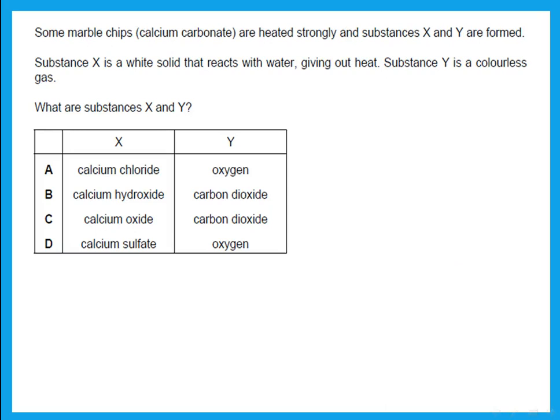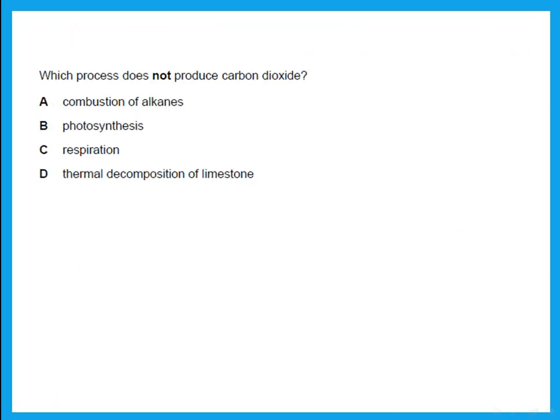Okay. Some marble chips, calcium carbonate, again we said marble is calcium carbonate, are heated strongly and substances X and Y are formed. Now substance X is a white solid. So if I'm heating calcium carbonate, it should give what? It should give calcium oxide. And Y is a colorless gas, so Y is carbon dioxide. Of course, when we heat calcium carbonate, it gives calcium oxide plus carbon dioxide.